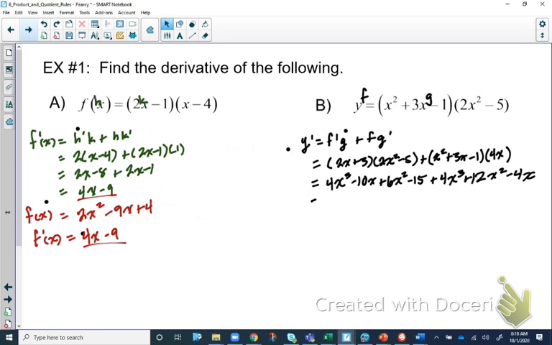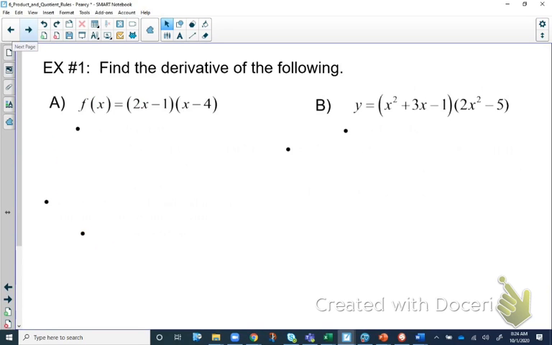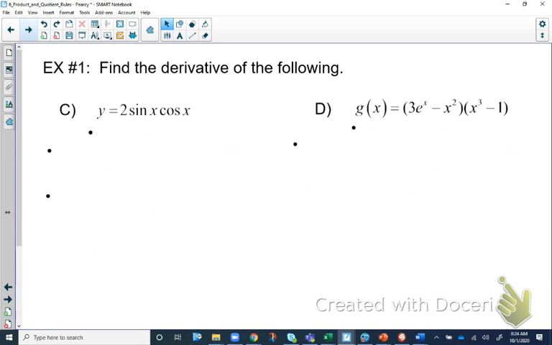And at this point, it's just a matter of combining your like terms. We do have two x to the third powers, and they're both with a coefficient of 4. So the largest exponent value will be 8x to the third power, followed by a positive 18x squared minus a 14x minus a 15. And there's the derivative of y. So in a sense, this is the gist of the product rule.